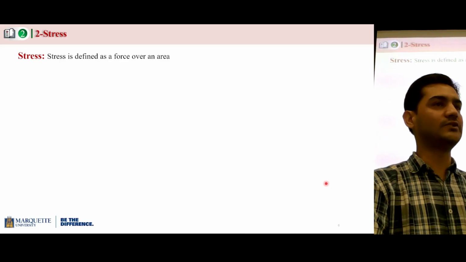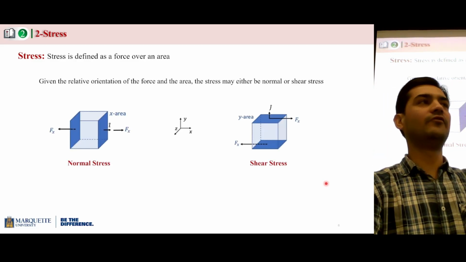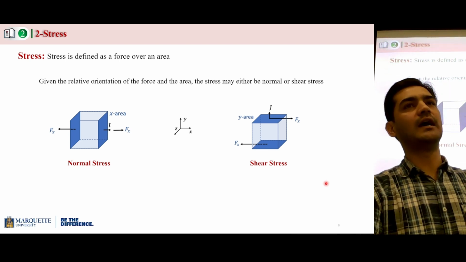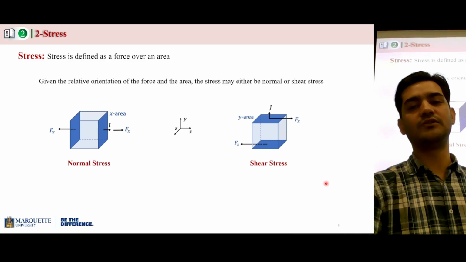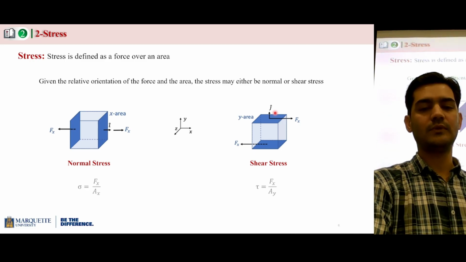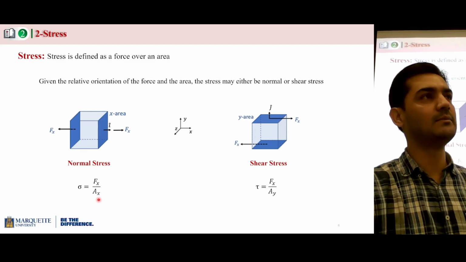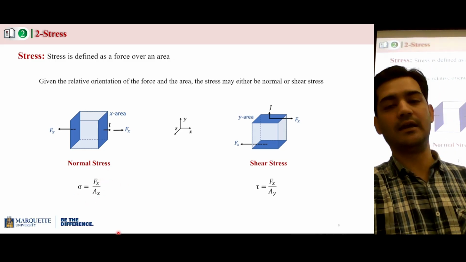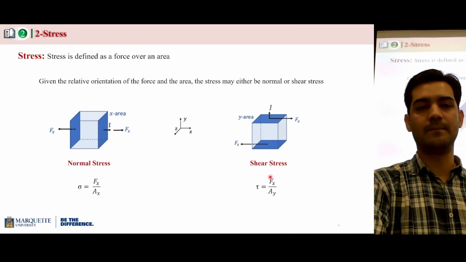And there are two types of stresses. You have a normal stress and you have a shear stress. And the difference between normal stress and shear stress is that in normal stress, the force is acting perpendicular to the area of concern. And in a shear stress, the force is acting parallel to the area of concern. And these are the formulas for shear stress and normal stress. So the formula is the same, force divided by area. But in normal stress, the force is acting perpendicular to the area. In shear stress, the force is acting parallel to the area.